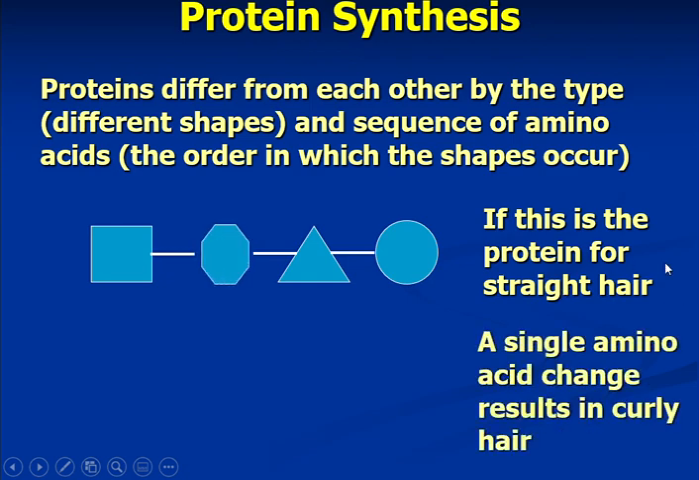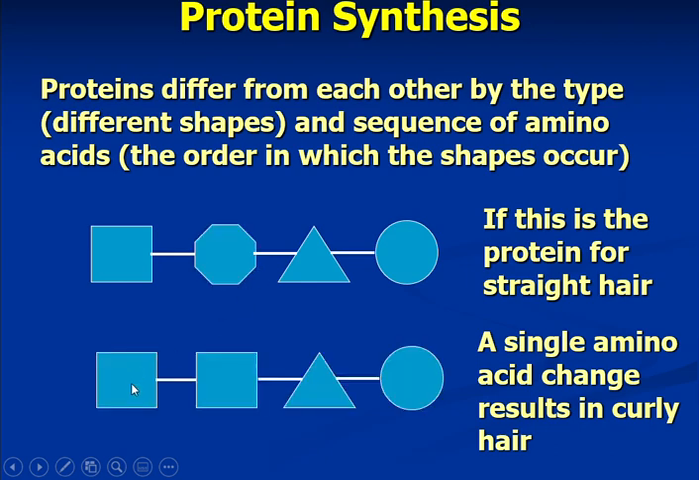But if I change just one amino acid, and now I have square, square, triangle, circle, I am now coding for curly hair. So I only changed one amino acid. I'm still coding for hair. This is still coding for the structure that is hair. The only thing that I have changed with the one amino acid is I've gone from straight to curly. So there's a different phenotype that's occurring.